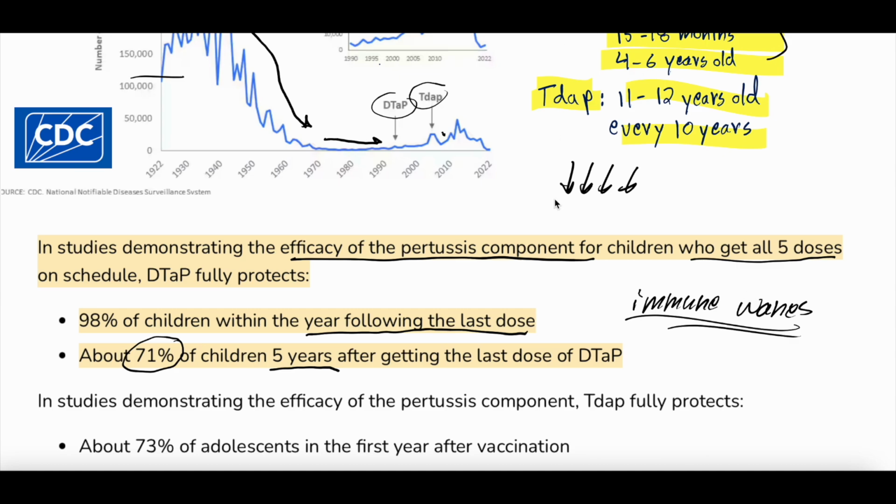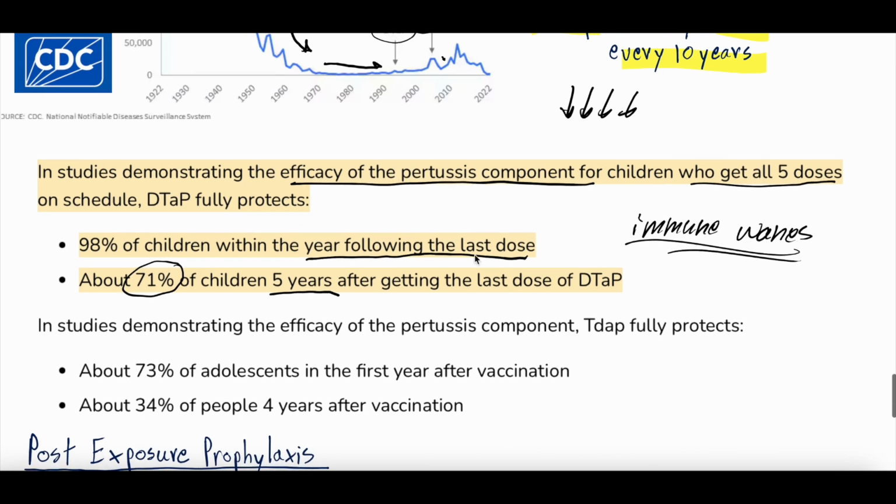So that's why they came out with Tdap, right? Because Tdap then is what you get after you're a kid. And you get full protection. First year after vaccination, 73% of patients get full protection. That, though, wanes to 34% 4 years after vaccination. And this is why cases can go up if you are years after you get your vaccination.